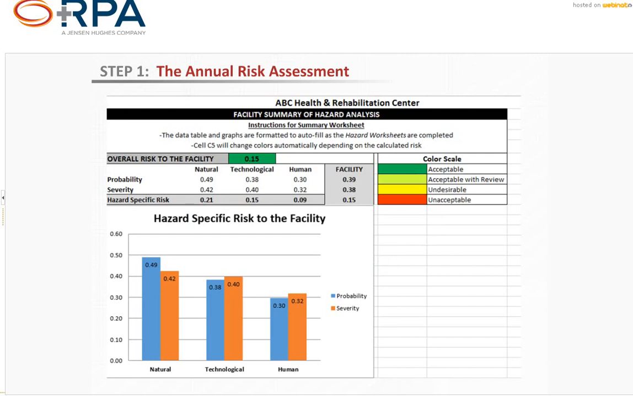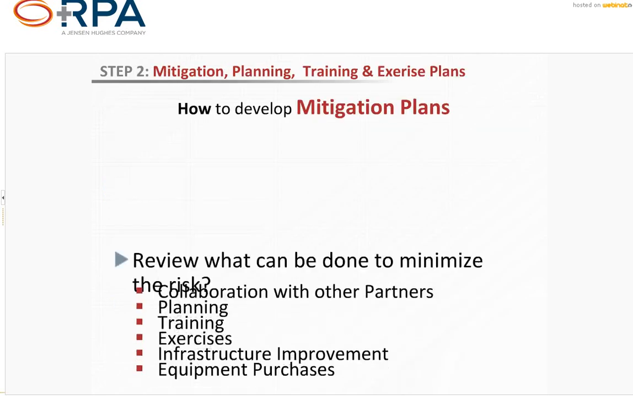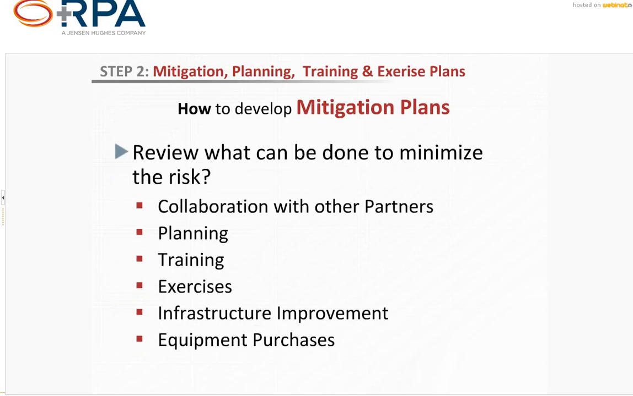So what do you do when you have that list, right? Well, we said that you need to do a couple of things with those risks. And one of those things include, of course, looking at mitigation plans. So how do you develop mitigation plans? Well, you should review the risk and identify basically what can you do to minimize the risk. Is it collaboration with other partners?